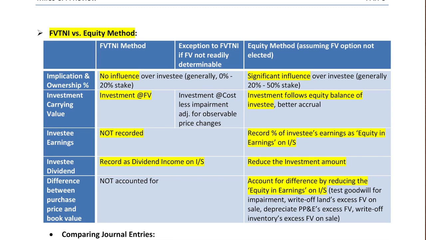Let's say goodwill is tested for impairment. There's a write-off of any land's excess fair value when the land is sold. Depreciate PP&E's excess fair value. Write off inventory's excess fair value when the inventory is sold. And we looked at all of this on the previous example.